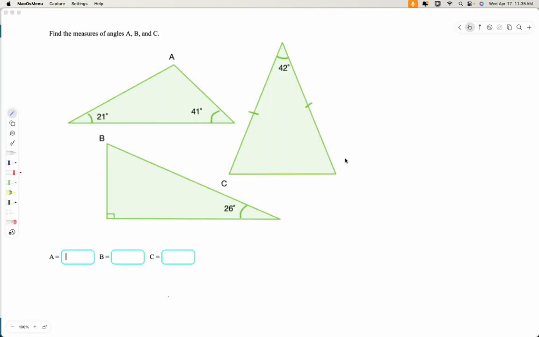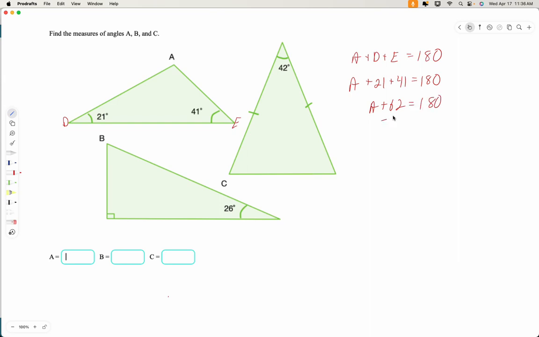All right, so here we need to find the measures of angles A, B, and C. The first thing that we have to remember is that the interior angles of triangles add up to 180. Let's call this A, D, and E. So A plus D plus E is equal to 180 because all three angles added together is 180. Now I can put in the value for D and E. So I have A plus D is 21 and E is 41. So if I add them together, I get 62.